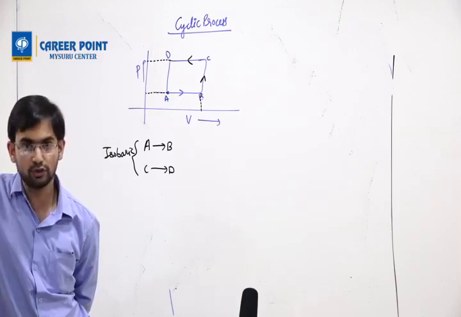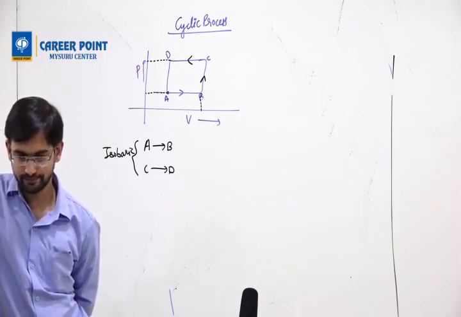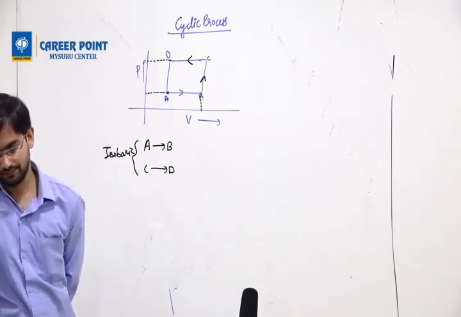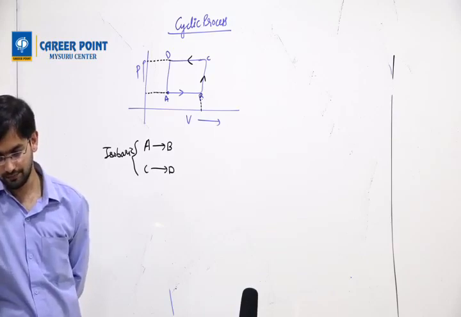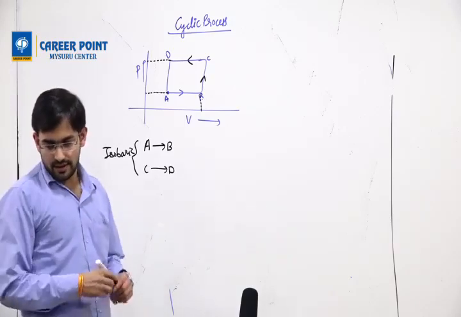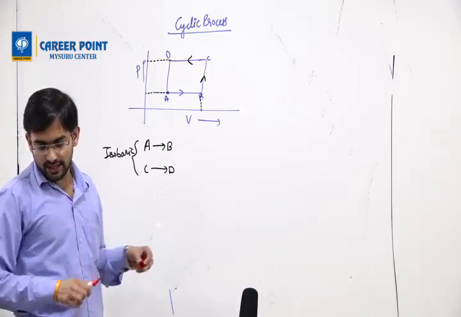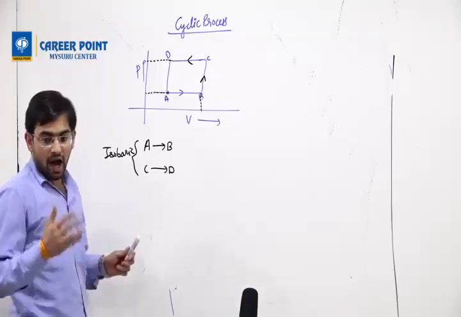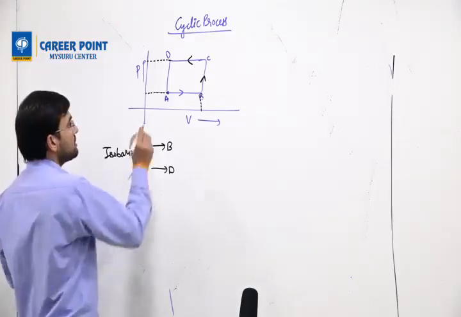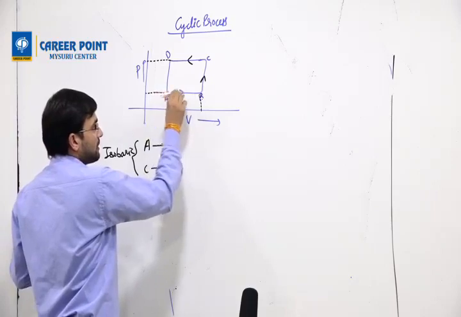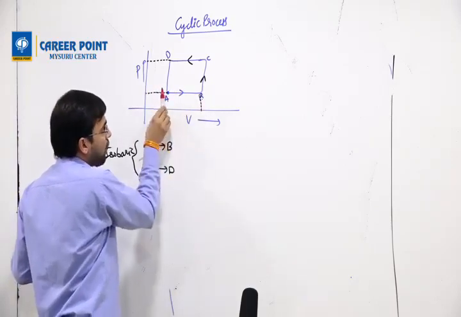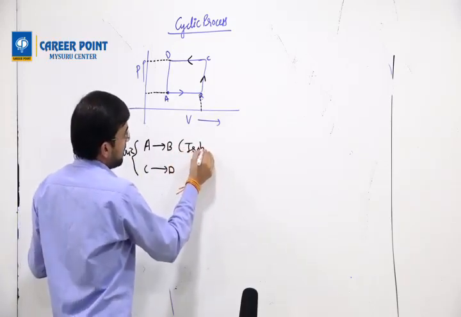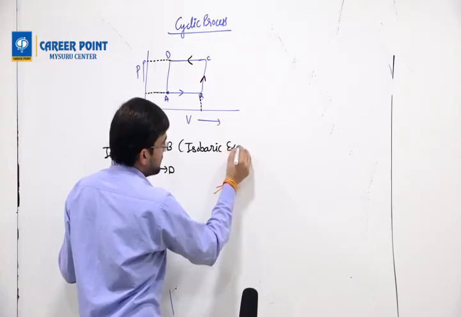Is there any difference or are both the same? So the correct answer is one is expansion, one is compression. How do I know which one is expansion and which is compression? If you see from A to B, pressure is constant, but what is happening to volume? Volume is increasing. So A to B is known as isobaric expansion.